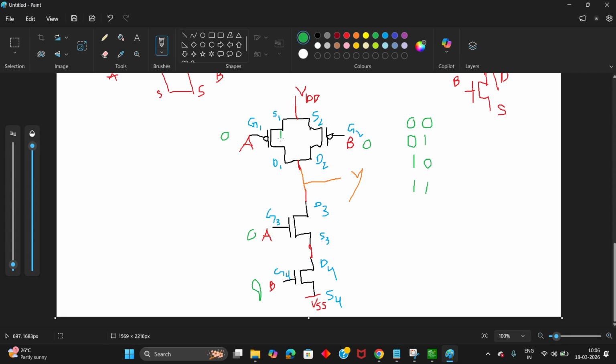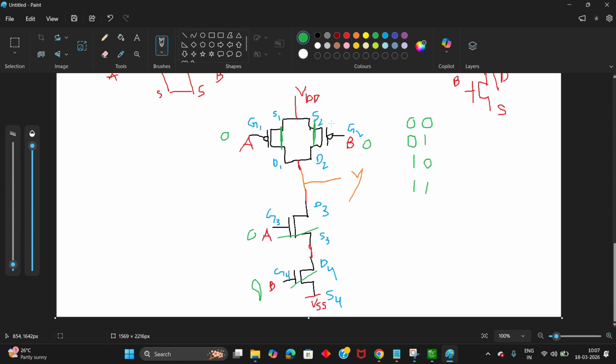Both the PMOS transistors in the pull up are turned on and going to short like this, and both the NMOS transistors in the pull down network are going to turn off. Why? Because when you apply 0 to the gate terminal of the NMOS transistor, it is going to turn off.